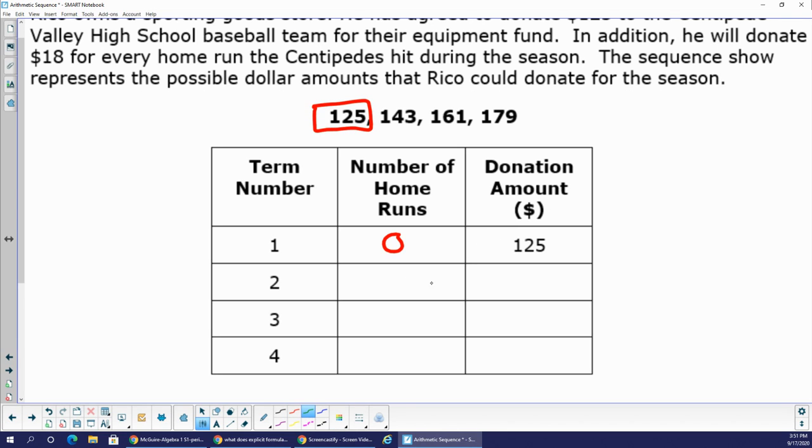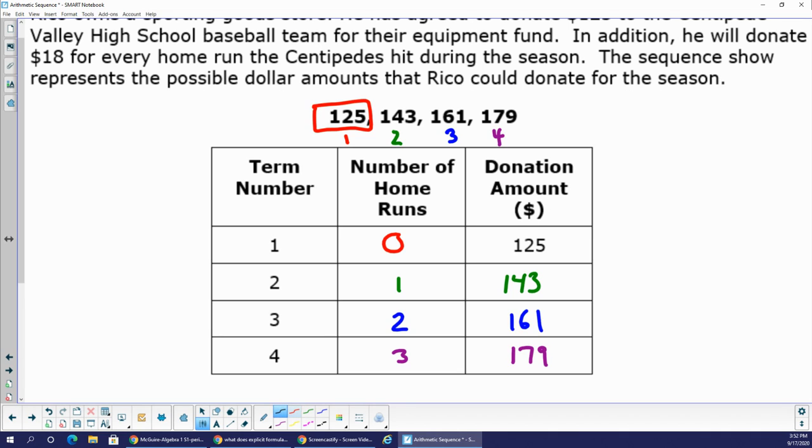All right, if we hit 1 home run, Rico is going to donate $143. And we know that because that is term number 2 in my sequence. If we hit another home run, Rico is going to donate another $18, bringing that total up to $161. That is my 3rd term. And then lastly, if we hit 3 home runs, that's going to be $179. That is the 4th term in my sequence. Let me go back up here and write the 1 here. I forgot to write that.